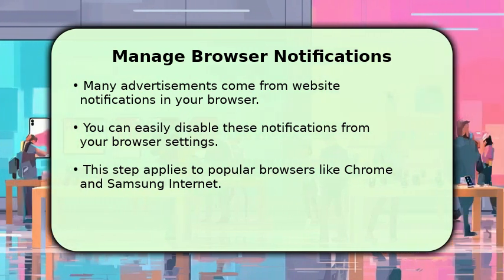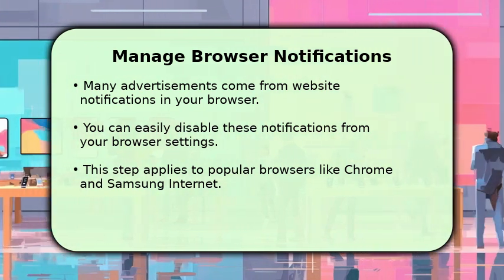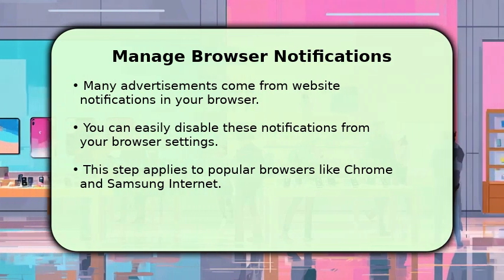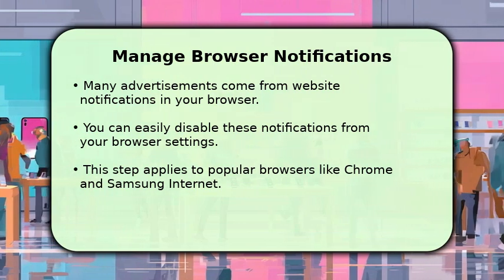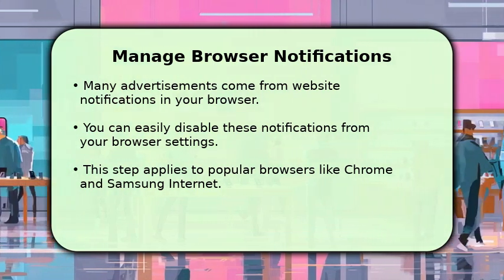Carefully review them. If you spot any suspicious or unnecessary entries, tap on each one and choose to block or remove its notification permission. This will stop many persistent web-based ads.